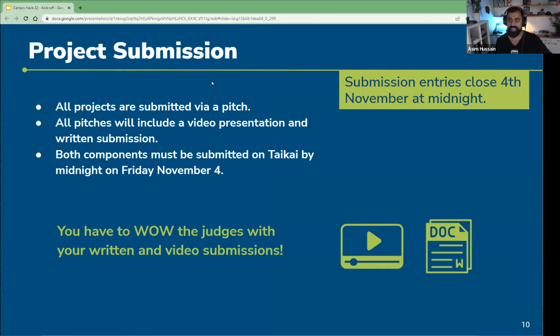Project submission. At the end of the 3-week hacking period, we're going to close submission entries on November the 4th. All projects are submitted via a pitch, and all pitches will include a video presentation and a written submission. Both components must be submitted on the Taikai platform by midnight on Friday, GMT, I believe, November the 4th. That's the final moment. You have to submit the video and the pitch by that date.